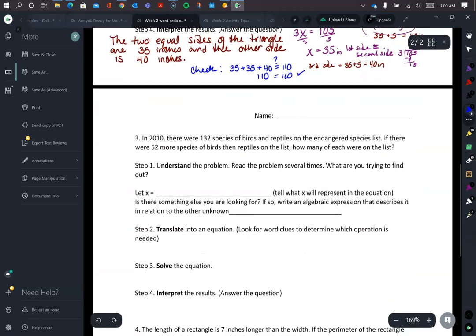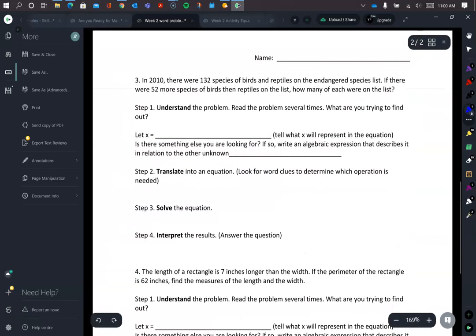So I just want to jump right up to number 3 here. We're going to do the solutions. You have the key, but just to make sure you get all the steps if you weren't confident with it. So in 2010, there were 132 species of birds and reptiles on the endangered species list. If there were 52 more species of birds than reptiles on the list, how many of each were on the list?